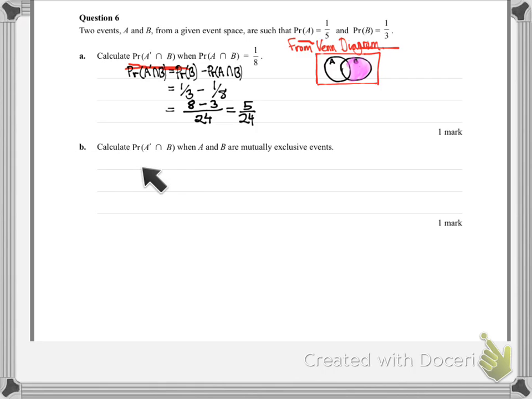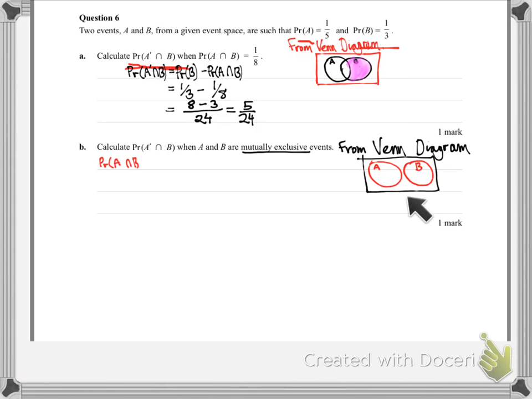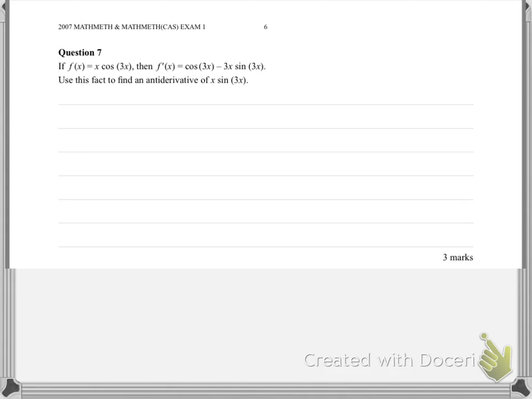Now calculate the same thing when A and B are mutually exclusive events. So that means they are disjoint events, or it means that the probability of the intersect is 0. So in that case, it's just the same as the probability of B, which is a third from the information. There it is. Okay. Next question.